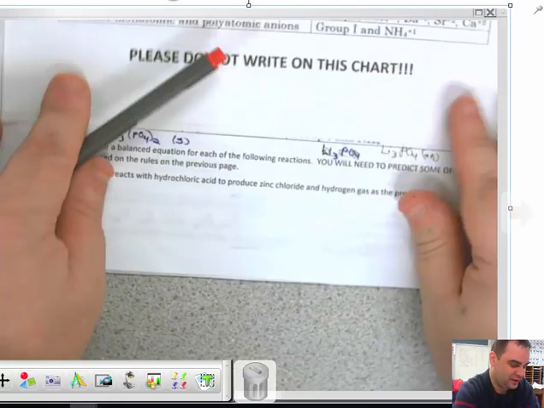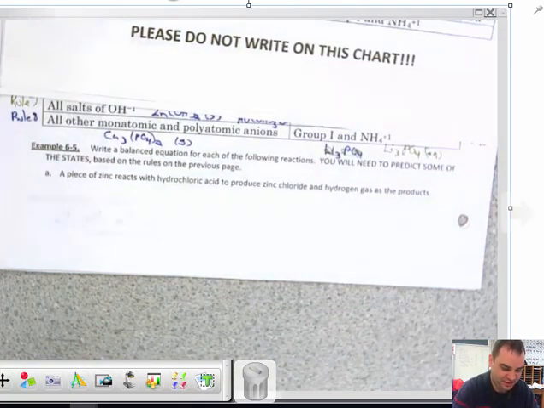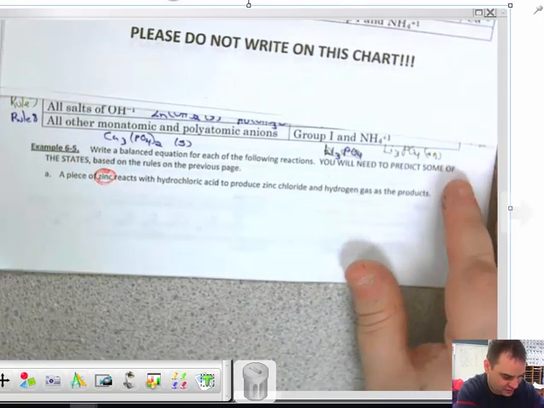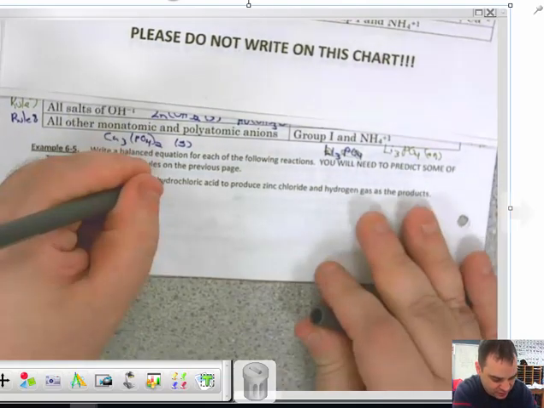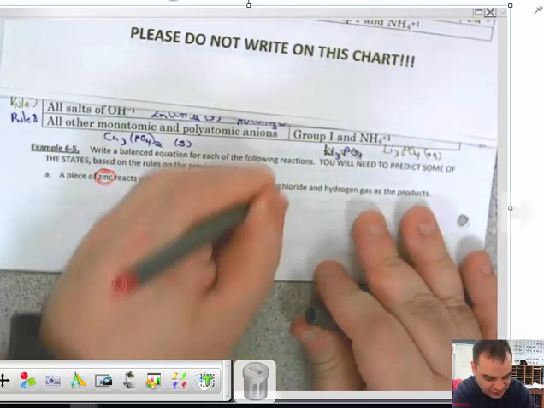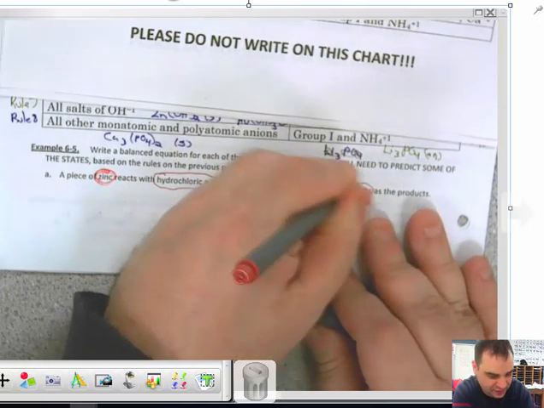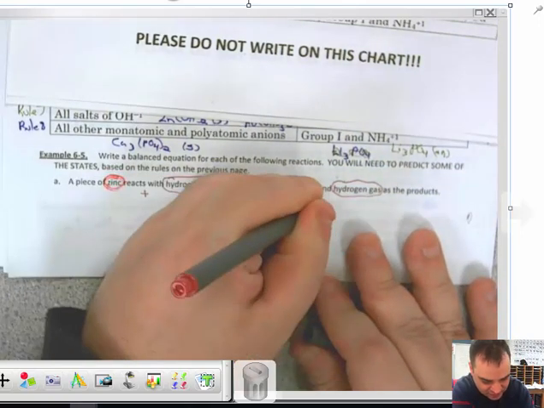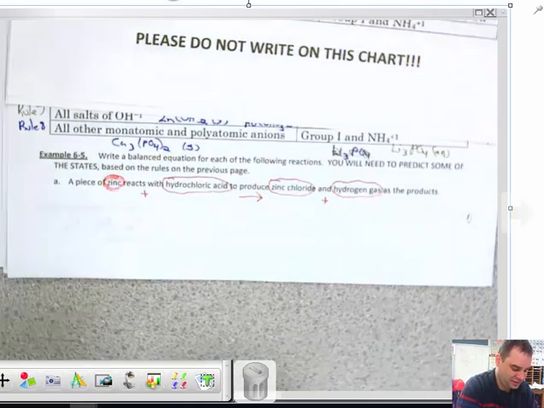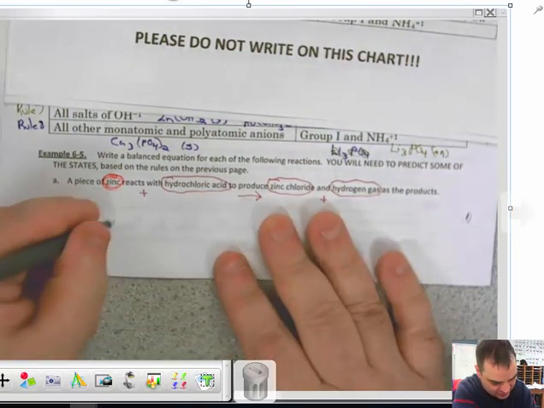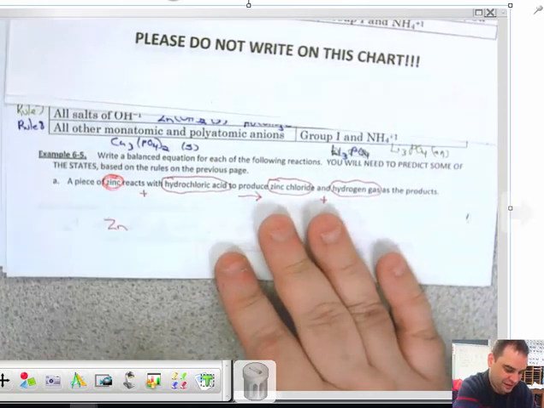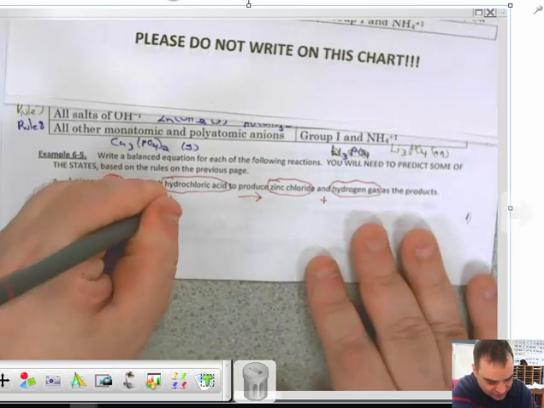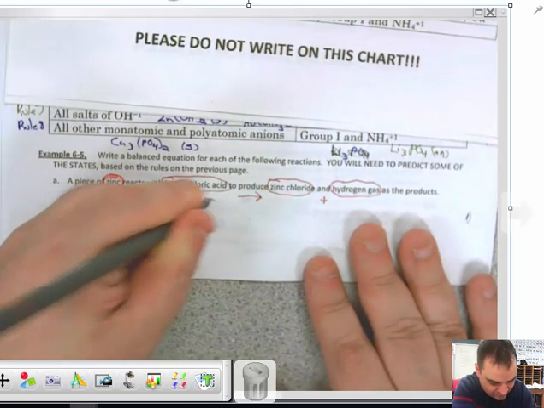Okay, anyways, here we go. Here's how I do this. Circle all the chemicals that we find here. So we have zinc, hydrochloric acid, zinc chloride, hydrogen gas. Reacts with is usually a plus sign, to produce is usually an arrow, and this is a plus sign. So we write down the chemical formula for zinc. Zinc is Zn. Okay, plus hydrochloric acid, which is also known as hydrogen chloride, right?